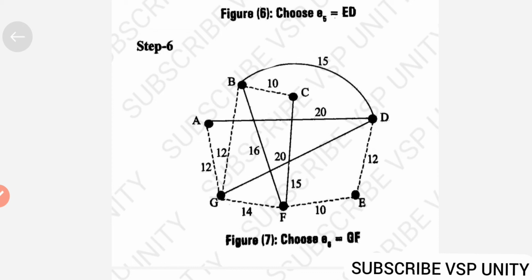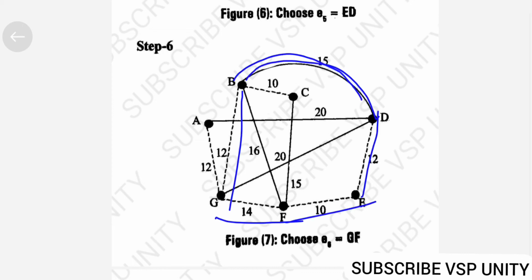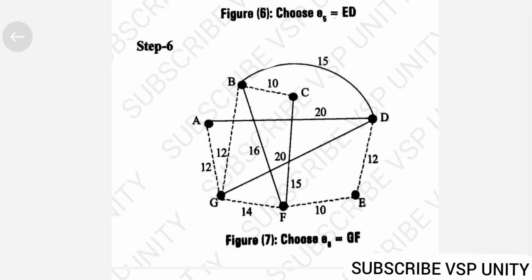Instead of that, I could select the next edge, F to B, which is 16. Even if I take that also, it will form a cycle. Why? Because from B to F I can come, from F to G I can go, from G to B also I could travel. It should not form a cycle, so I will not select that also. After 16, we have 20 as the edge with the minimum weight. Okay, now I will delete this.